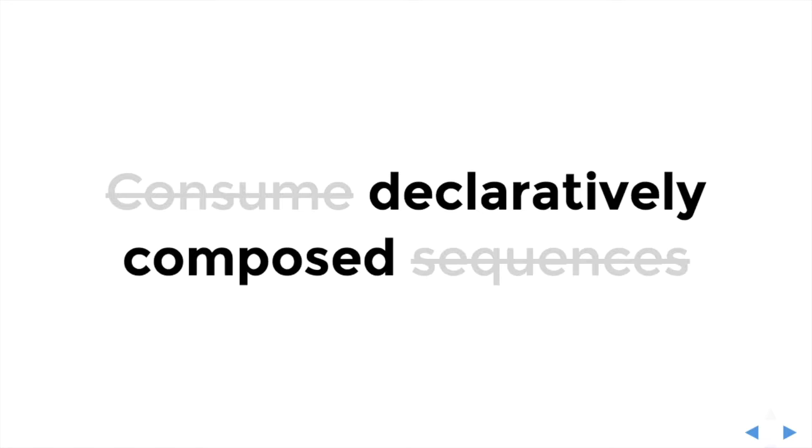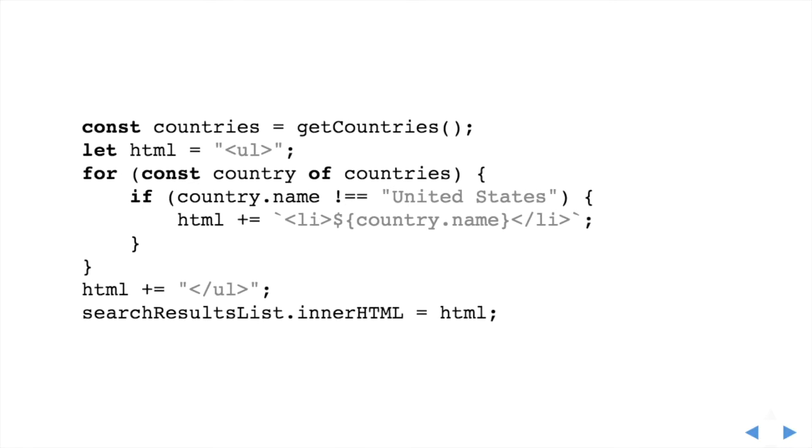Let's look at an example of this. The code that we see here is an imperative way of working with a sequence of countries. Ultimately, what we want here is to take the list of countries and display that array of countries in an HTML list, and we only want a country to wind up in that HTML list if the name of that country is not the United States, because we happen to hate America, apparently.